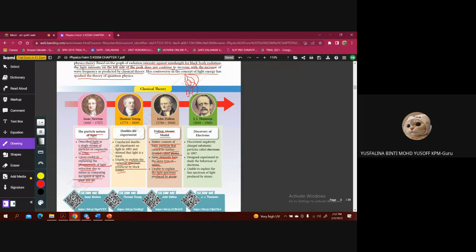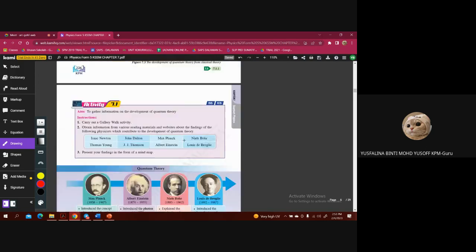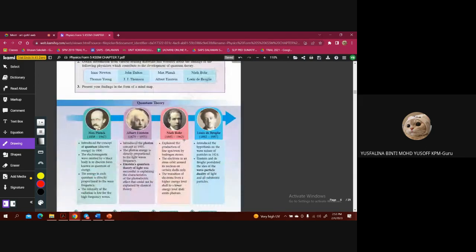Then after that, J.J. Thomson discovered the negatively charged subatomic particles called electrons. Inside the nucleus, we know there are protons and neutrons, while the electrons orbit around the nucleus. He designed an experiment to study the behavior of electrons, but it was still unable to explain the line spectrum of light produced by atoms. So this is the classical theory. If you want to read more, you can scan this QR code. But then we start with modern physics.